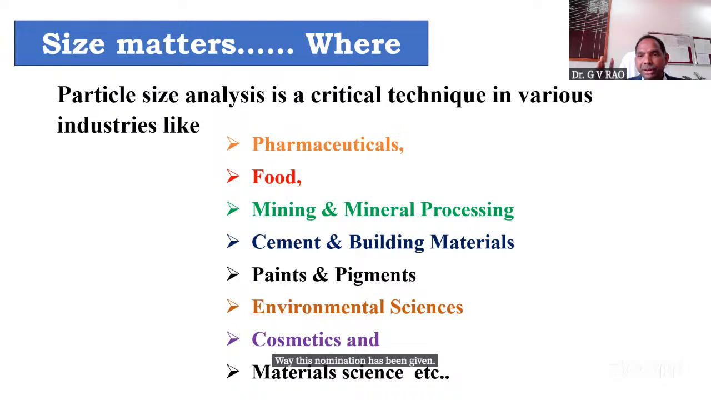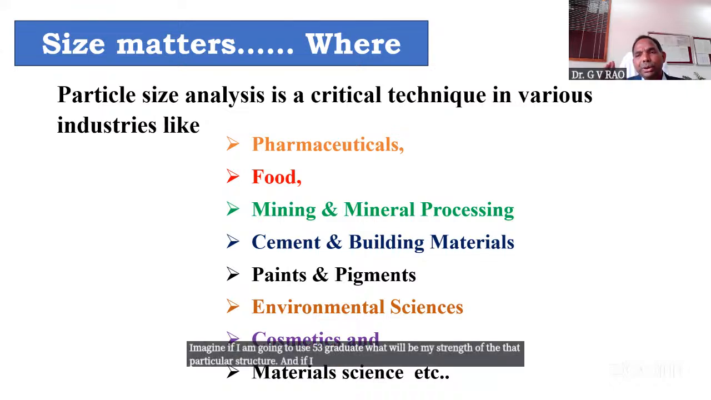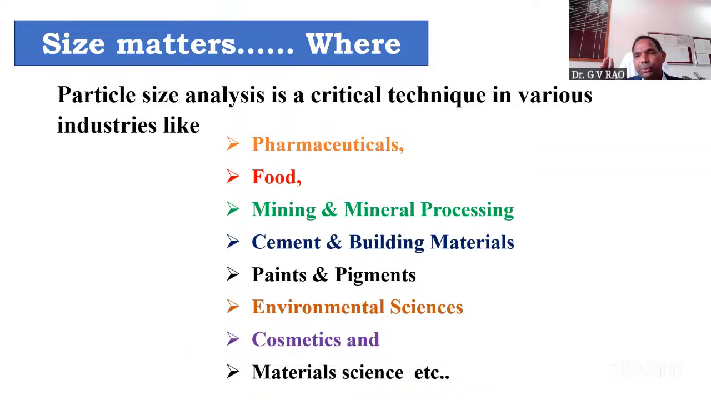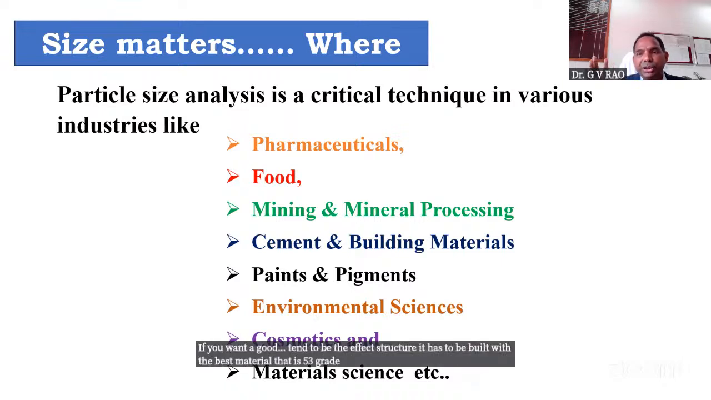Please imagine, if I am going to use 53 grade cement, what will be the strength of that particular structure? If you want good strength in a structure, it has to be built with the best material, that is 53 grade cement, which is less than 53 microns.